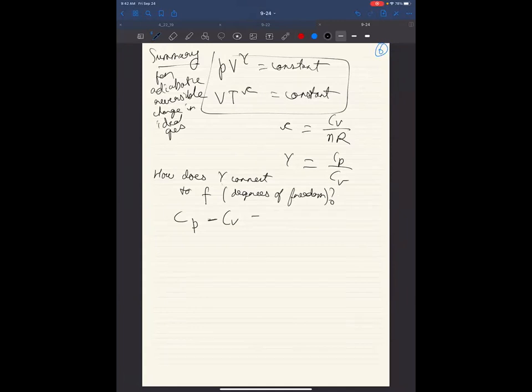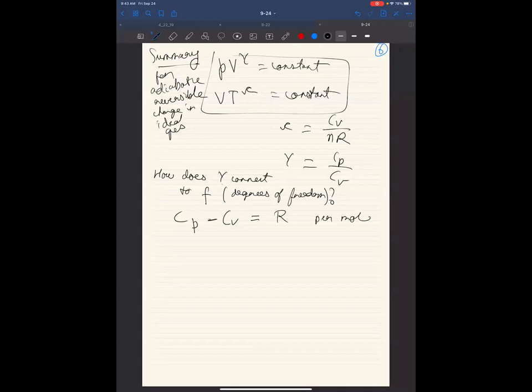Cp minus Cv is equal to NR, right? We just showed this, where N is the number of moles. This is not number of degrees of freedom, something to remember. This is number of moles. Cp minus Cv is equal to NR for any ideal gas, monoatomic, diatomic, triatomic, hexaatomic, anything, because N is number of moles. So what is Cp minus Cv per mole? R, right? Cp minus Cv is equal to R per mole.